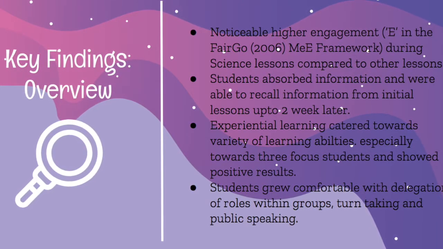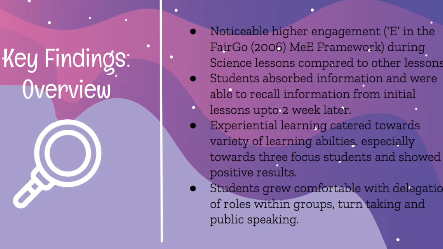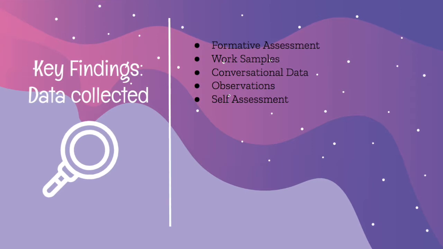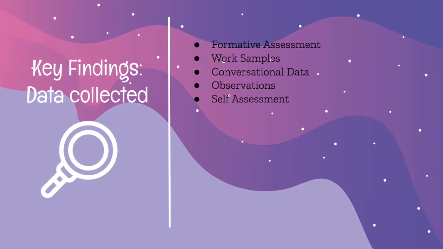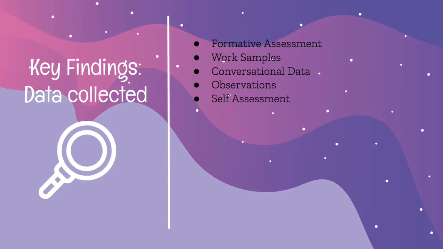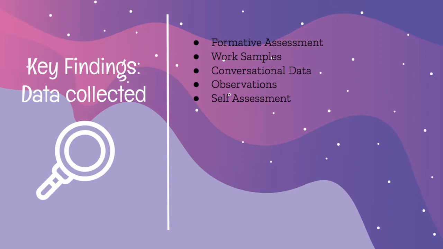The last of my key findings was that students grew more comfortable with delegation of roles within groups, turn taking, and also with public speaking. Over the 5 weeks of teaching this science subject, I was able to collect 5 different types of data. The first was formative assessment, which took place as a pre-test before the start of the science topic to find out what prior knowledge the students had, and whether it was something they had learned in school or something they had learned with their family or with their friends.